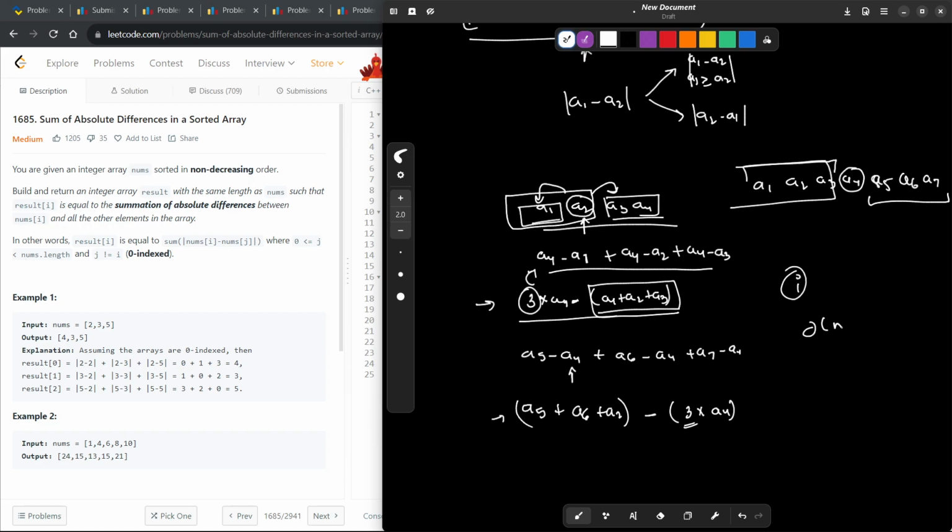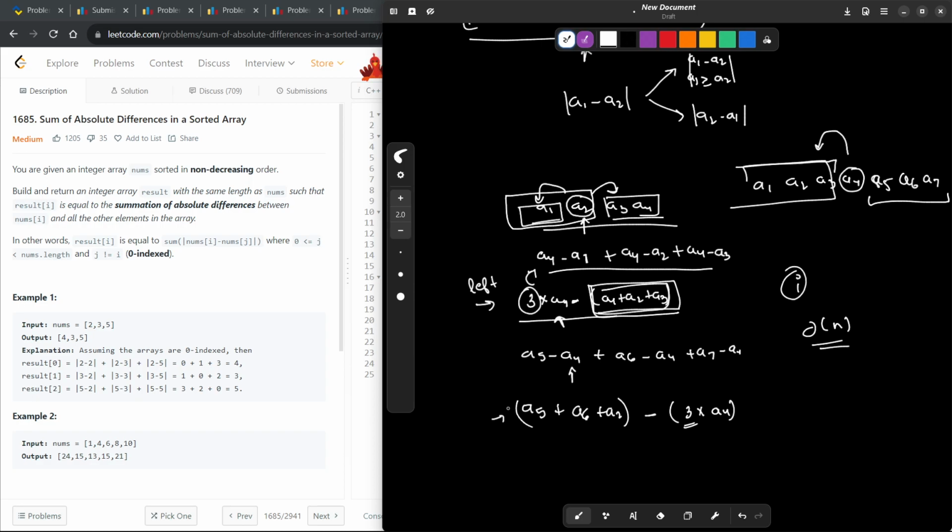So the overall time complexity will be O of n only, right? So what you need to do, you take all the elements to the left of it, calculate its prefix sums, right? And you take the number of elements, multiply by current element minus the prefix sum. This is going to be the left half.